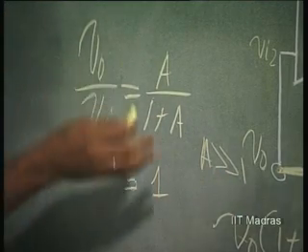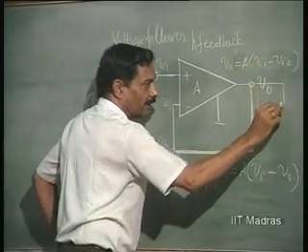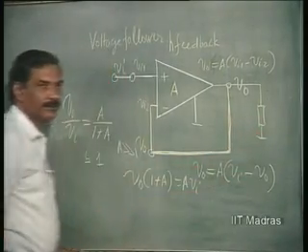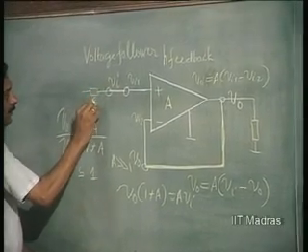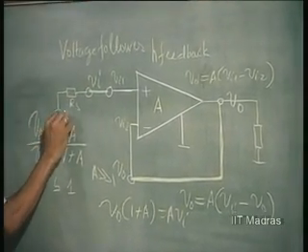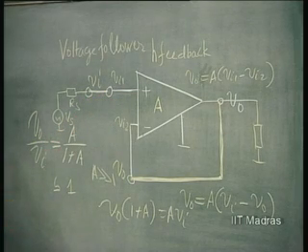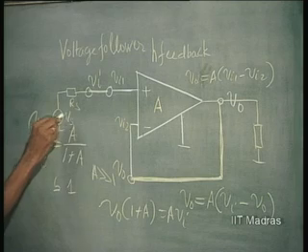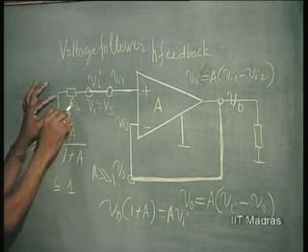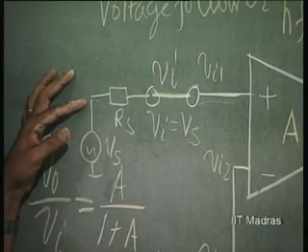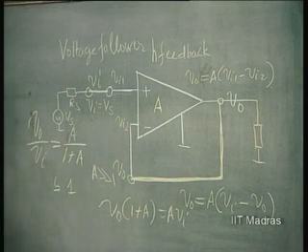So, output voltage will be following input voltage irrespective of the load. Whatever I connect here, it does not matter. If I have a source here, Rs and then Vs, you can see that there is no current drawn here, and therefore Vi is going to be the same as Vs irrespective of the value of Rs, because there is no current in Rs. And V naught is going to be the same as Vi, therefore V naught is going to be the same as Vs.